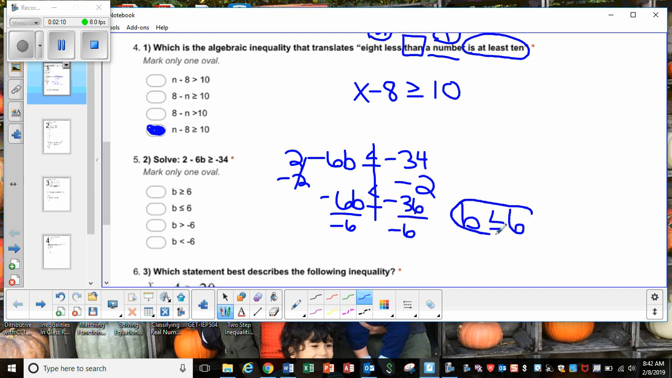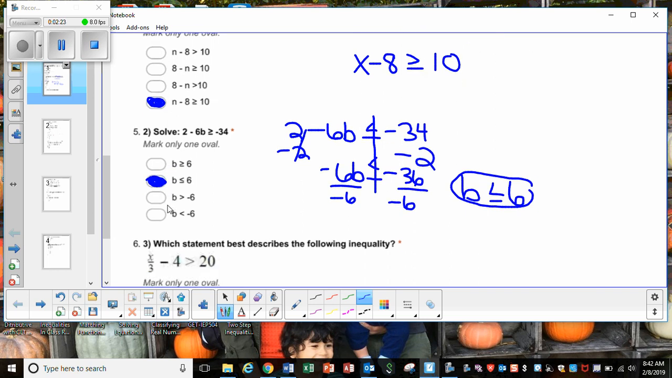So if I look at the answer choices here, the correct answer is this second option. So remember, with this type of problem, you always want to see if the coefficient's negative, and if the coefficient's negative, you want to flip the inequality symbol.